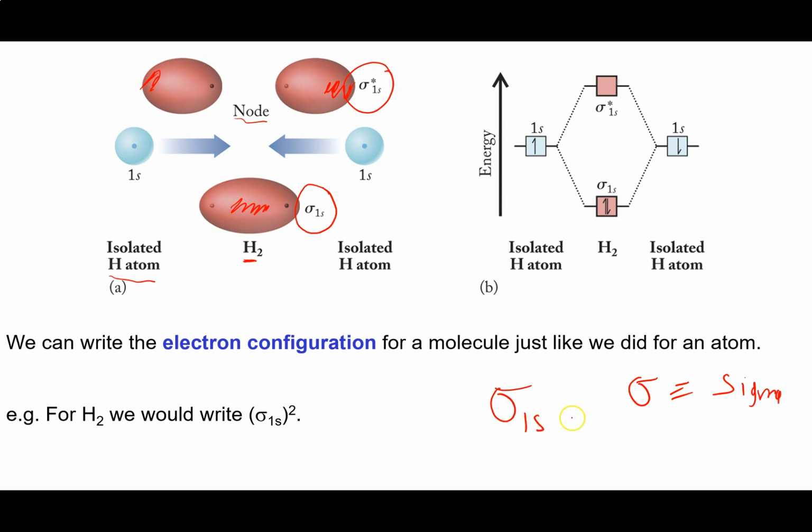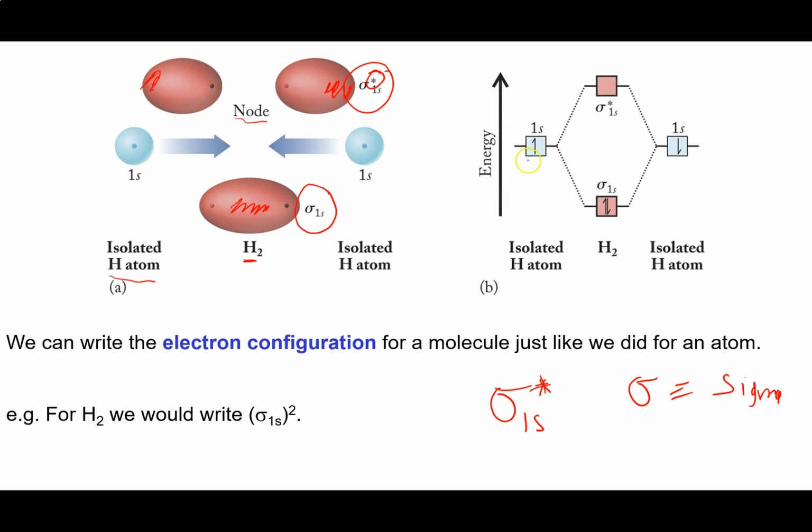We label the sigma orbital with the type of atomic orbitals that are being combined to create it. If it's a bonding molecular orbital, we don't put any superscript there. If it's an anti-bonding molecular orbital, we always label anti-bonding molecular orbitals with a star. So generally we would say this is the sigma 1s orbital, and then sigma star 1s, or sigma 1s star.